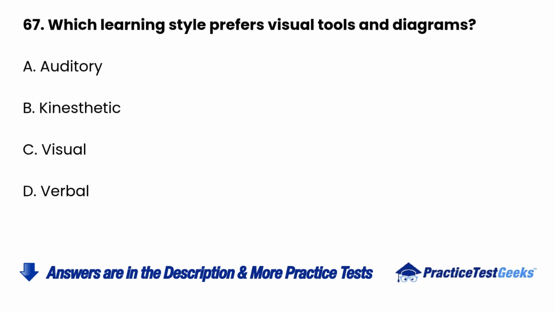67. Which learning style prefers visual tools and diagrams? A. Auditory. B. Kinesthetic. C. Visual. D. Verbal.